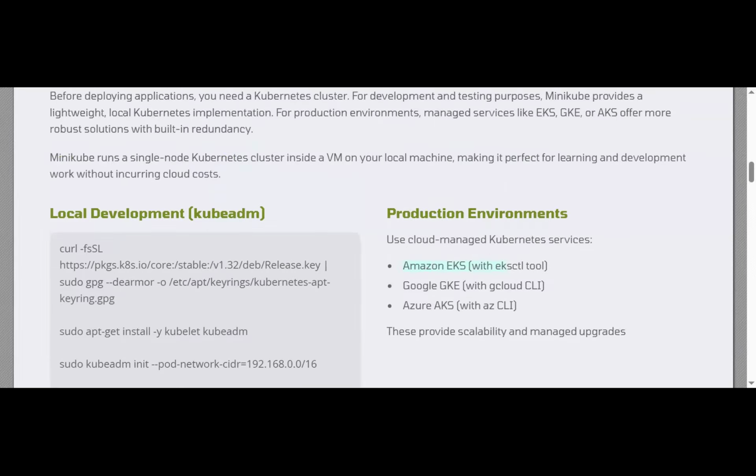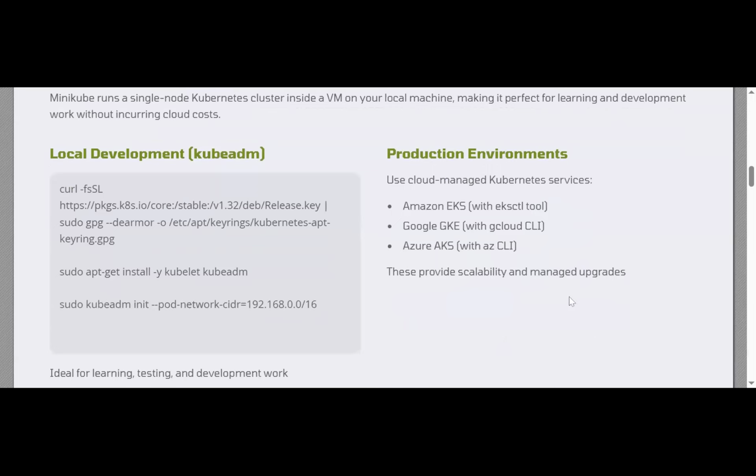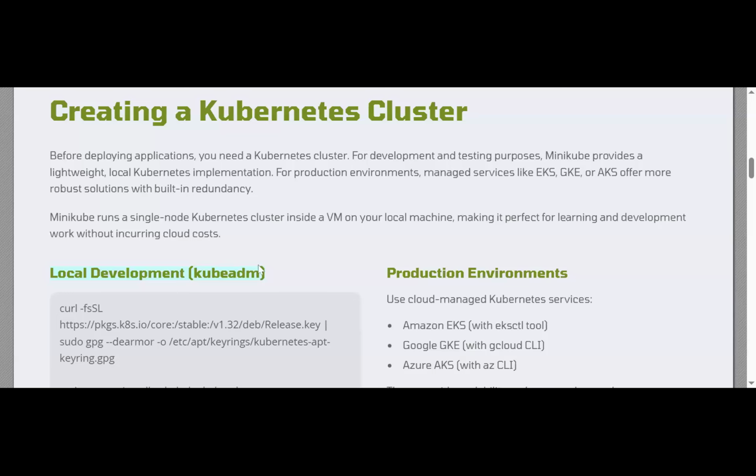What is EKS? Amazon EKS, Elastic Kubernetes Service. GKE is Google Kubernetes Engine on Google Cloud. Next, AKS, Azure Kubernetes Service. These provide scalable and manageable upgrades. Finally, for learning, testing, and development, we need kubeadm.